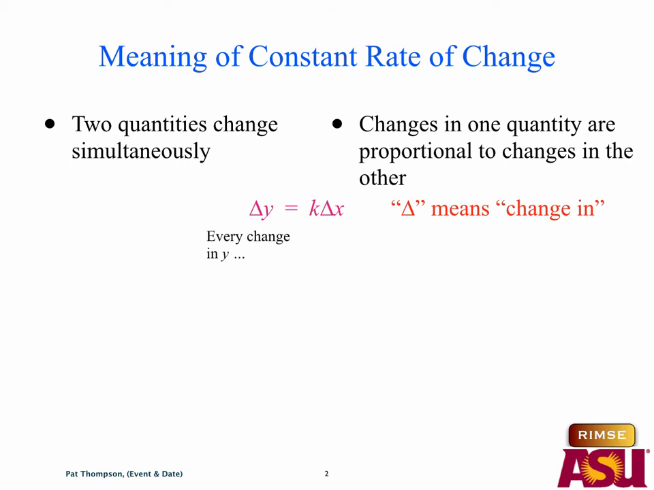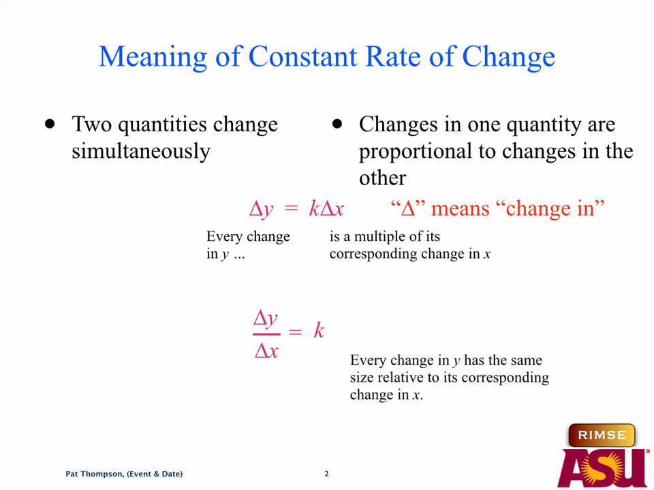And then we can also represent that as a quotient, right? And so when we represent this as a quotient, this delta y over delta x equals k. This k value is the constant rate of change. Okay, that's what k represents. Okay? So far, so good? Hope so.